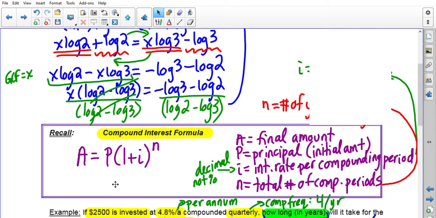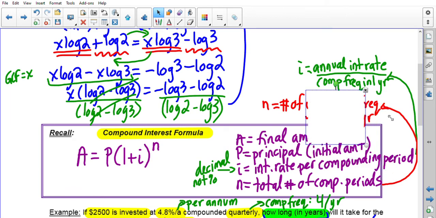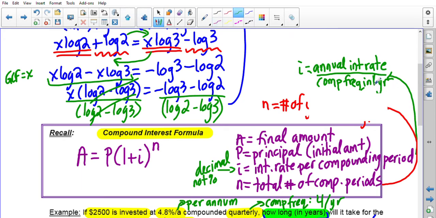So remember, A means the final amount, P represents the principal, so the initial amount, little i is the interest rate per compounding period. So for example, if it's compounded monthly, interest rates are given per year. So if I want the interest rate per month, I'm going to have to take the interest rate per year and divide by 12, if it's monthly. So the general way to calculate i is the annual interest rate divided by the compounding frequency per year.